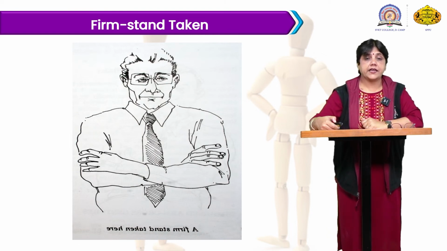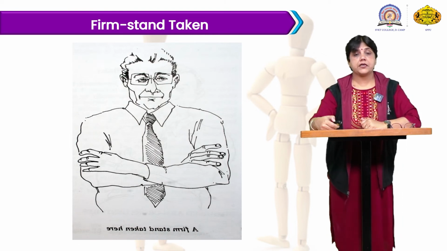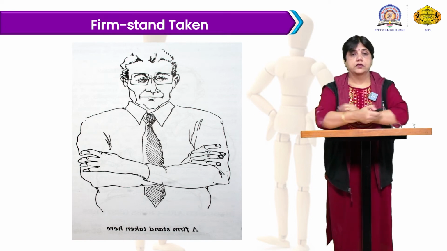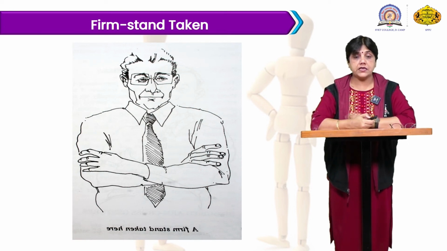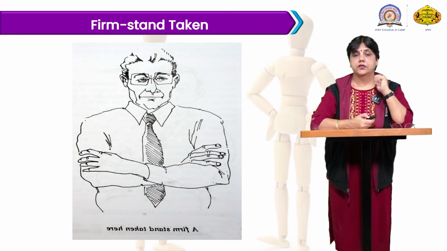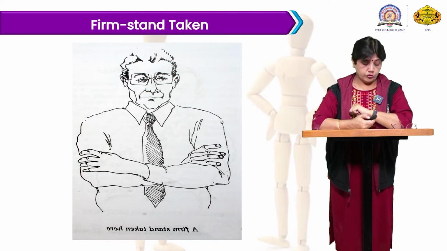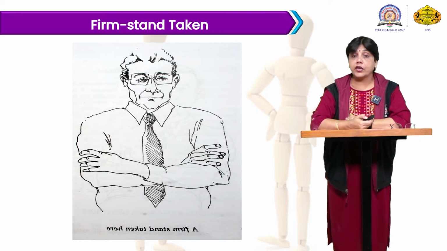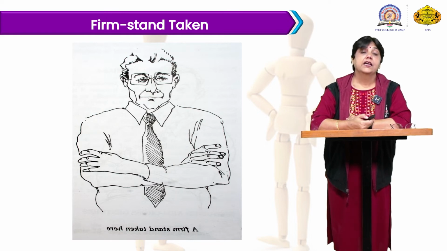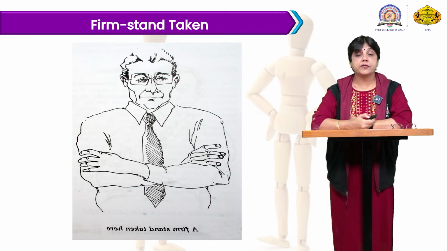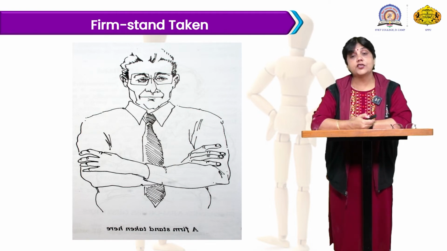Firm stand taken. When a person is standing with his arms crossed and his body language is firm, that shows his confidence level, that shows that he is okay with whatever decision he has already taken. That is the confidence level, that is his firm stand, that shows that he is not going to change his decision.